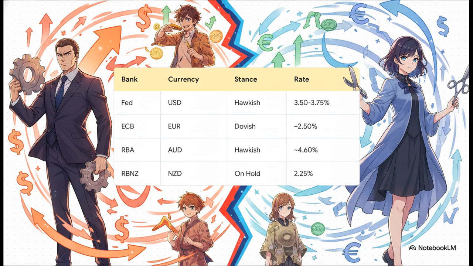At the top, you've got a hawkish Fed aggressively holding rates high, between 3.5 and 3.75%. That is on a total collision course with a dovish, rate-cutting European Central Bank on row 2, which is sitting around 2.5%. Meanwhile, the RBA is hawkish and the RBNZ is just on hold. This specific divergence, especially that massive gap between the Fed and the ECB, is going to heavily dictate our primary trading plan for the week.